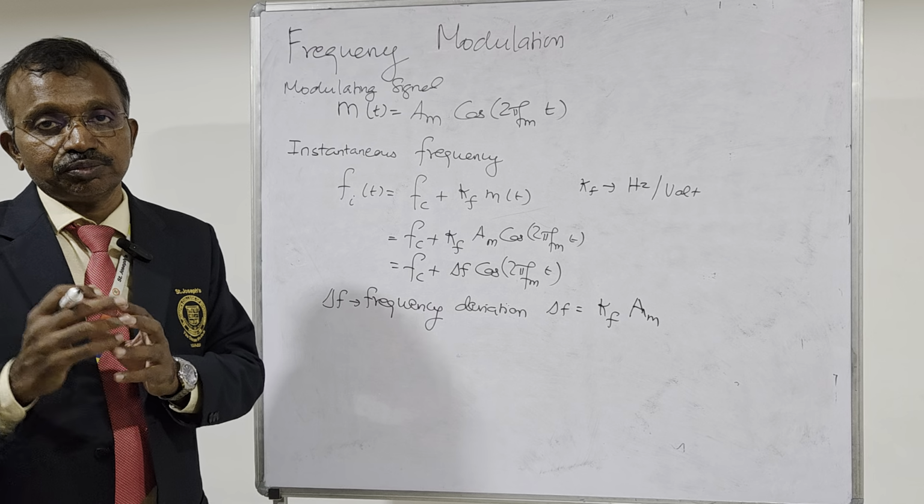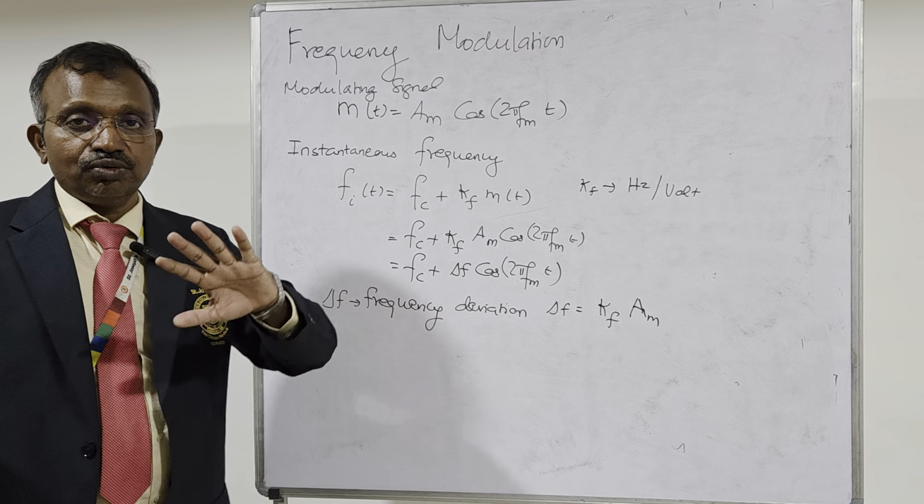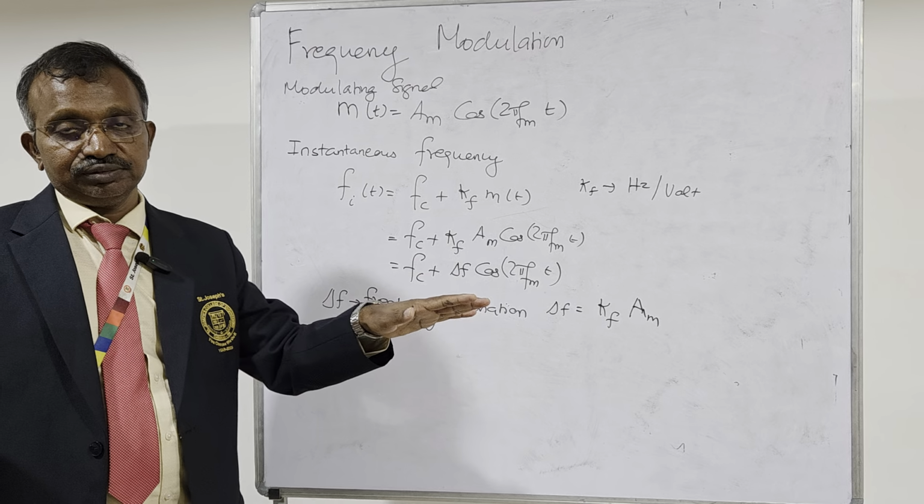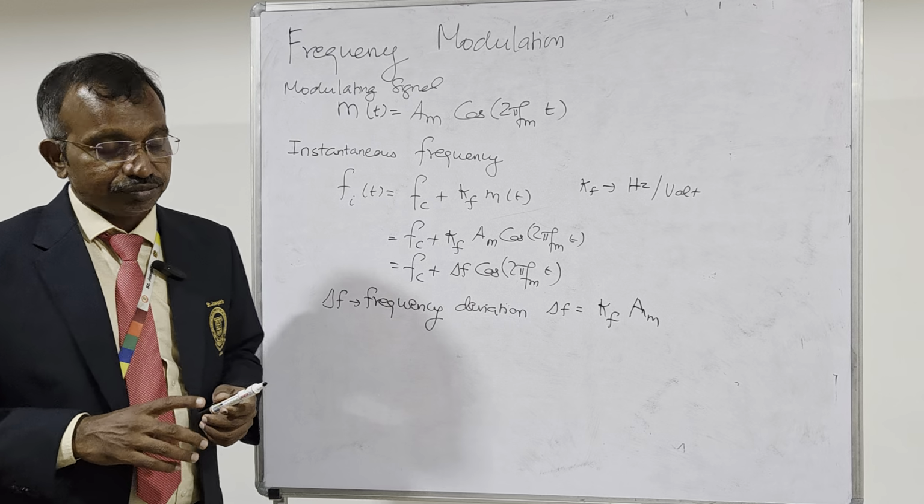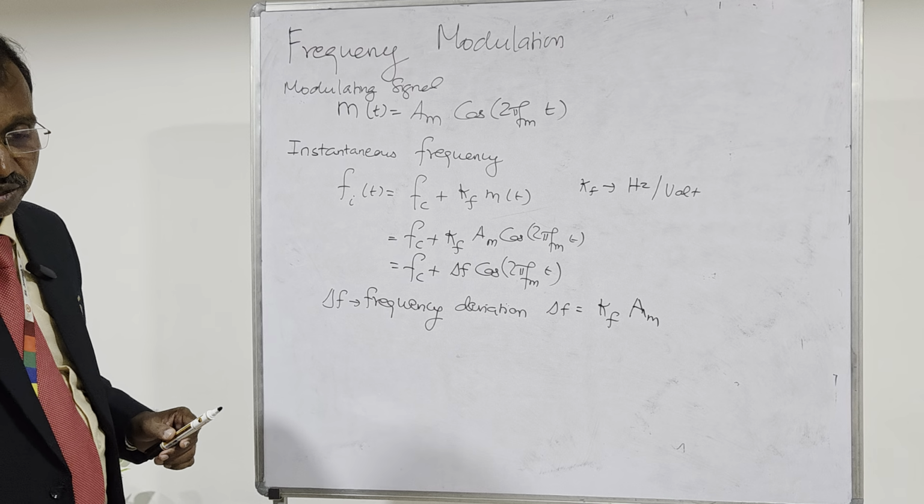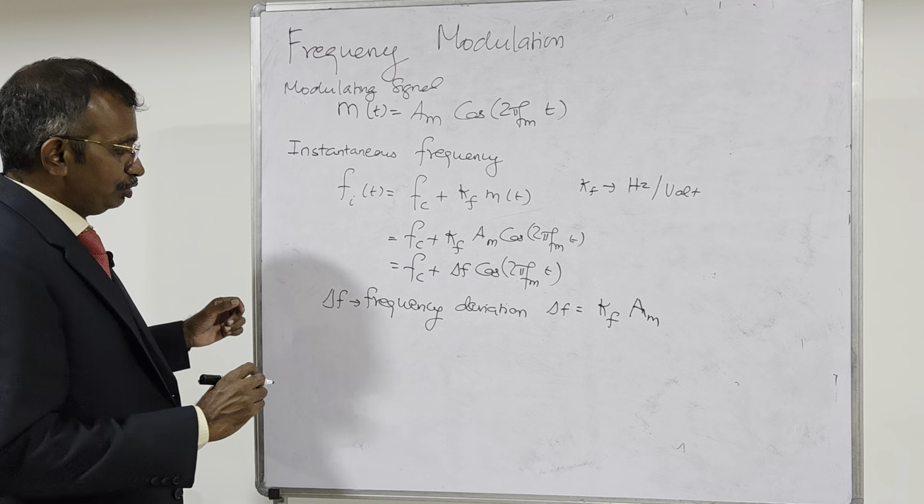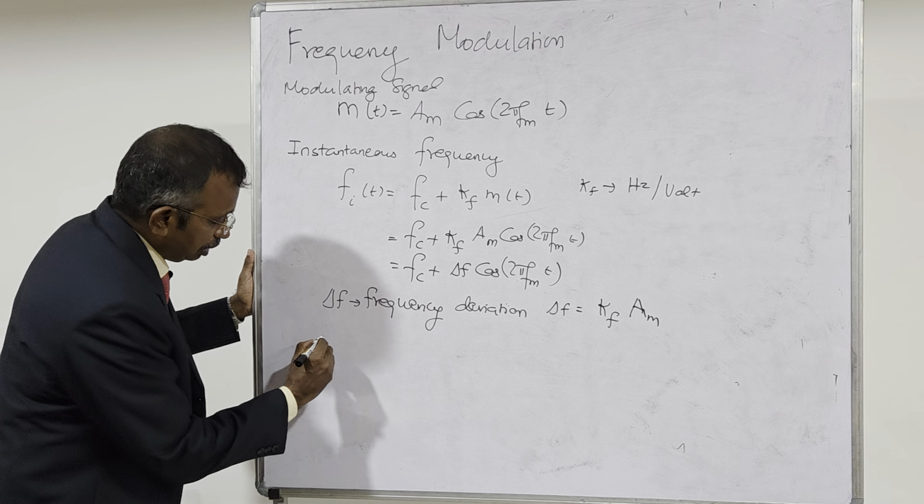Suppose when the input amplitude is say 5 volts, what is the departure? So what is the maximum frequency it can go? So this is called as the frequency deviation. Then the angle of the FM signal, the angle is given by theta I of t.